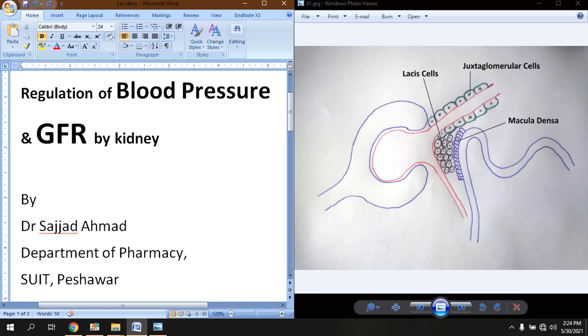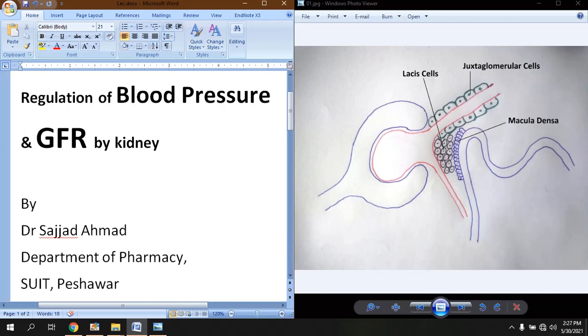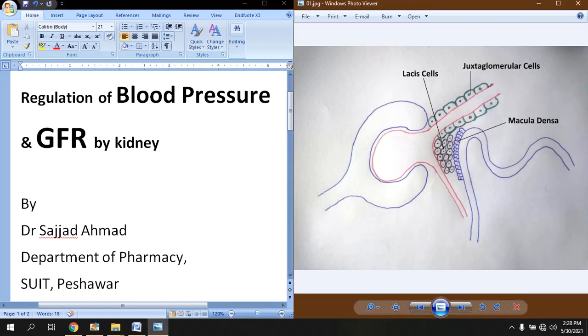Bismillahirrahmanirrahim. Today we are going to learn about the regulation of blood pressure and GFR by the kidney. The blood pressure is highly affected by the GFR. GFR is the glomerular filtration rate, and the blood pressure is highly affected by the glomerular filtration rate. How the blood pressure is affected by the GFR, we will learn in this lecture. In this lecture, we will also learn how the blood pressure and the glomerular filtration rate are regulated by the kidney.